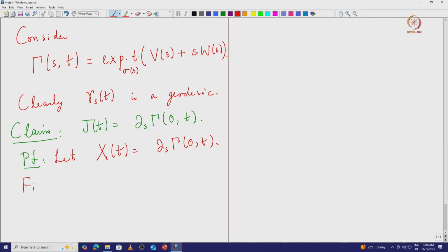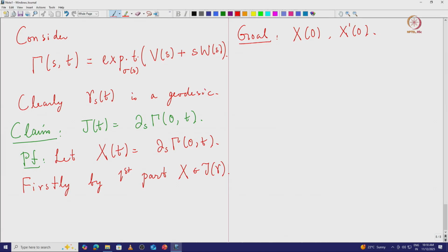Firstly, by the first part, X is clearly a Jacobi field because it is the variation vector field of a variation through geodesics. In the first part we saw that this means X has to be a Jacobi field. So our goal will be to compute X of 0 and X prime of 0.